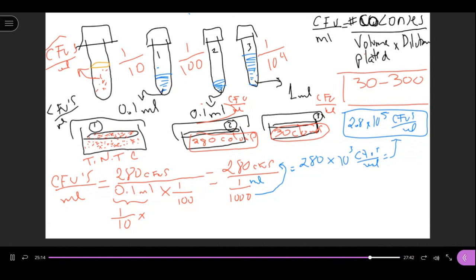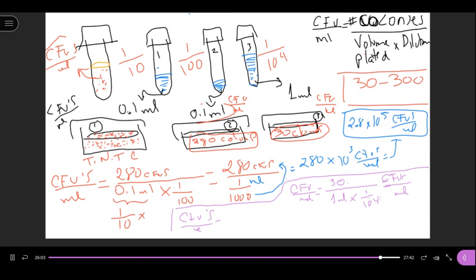Okay, now that should be enough. That's all you need to do. You've calculated the CFUs per mil. However, just for the sake of this explanation, we're going to calculate CFUs for plate 3, and we should end up with a similar number. So if you use the values for plate 3, we have 30 colonies. Volume plated is 1 mil times the dilution factor, which is 10 to the 4th. So that would be 30 CFUs times 10 to the 4th CFUs per mil, which in scientific notation will be 3.0 times 10 to the 5th CFU per mil.